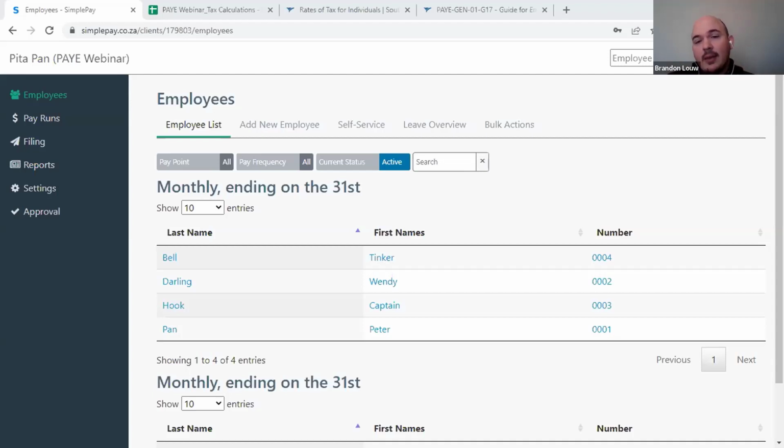You can simply capture the take-on balances with the information from your previous payroll system. Okay, and is there a way to do this in bulk, or is it simply done on an individual basis? You can do it both ways, right?